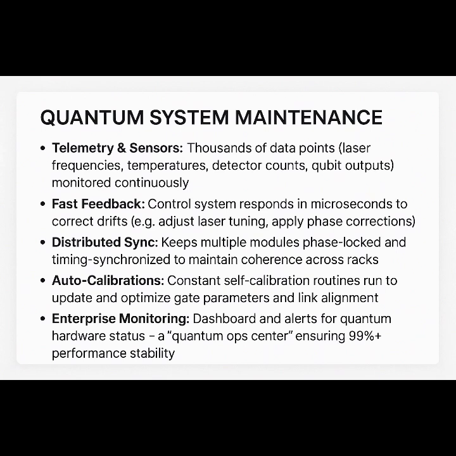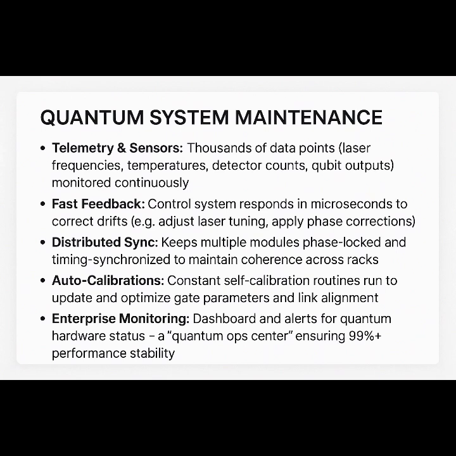Classical analogy. In classical computers and data centers, we have monitoring of temperatures, clock rates, error logs, network traffic, etc., often with automated responses, like adjusting a fan speed or load balancing traffic. In a quantum computer, we need an analogous concept, but with even tighter timing and unique signals.